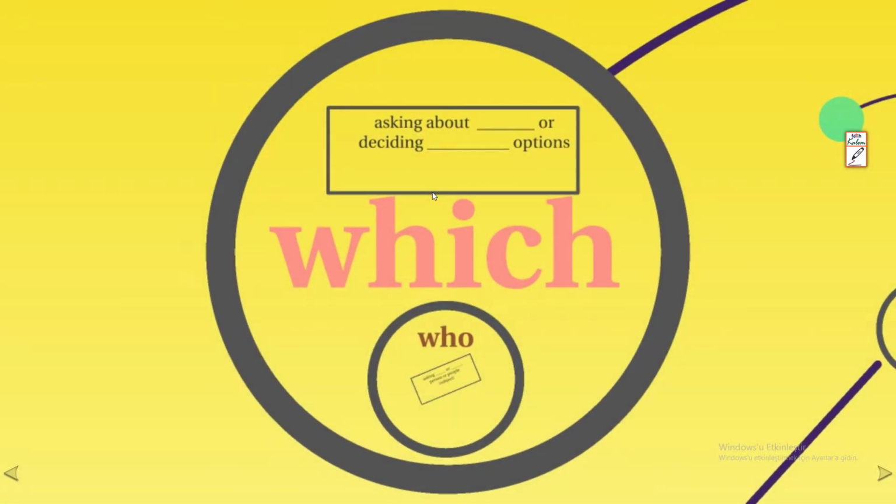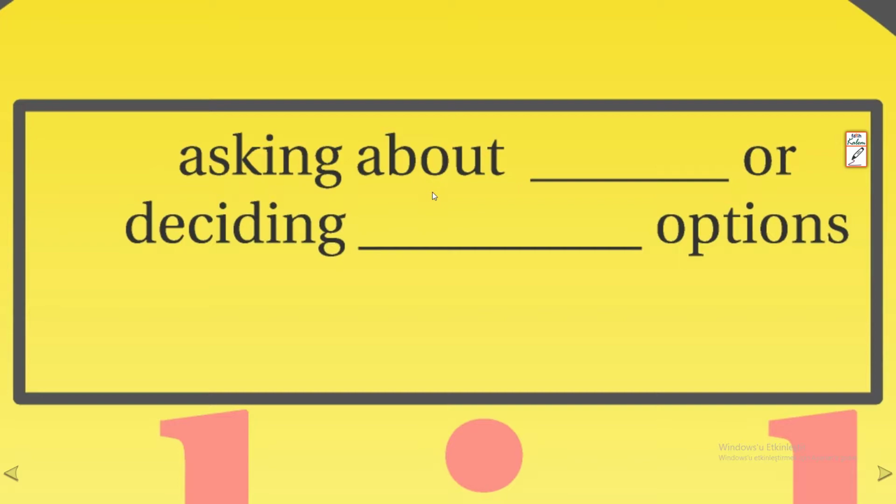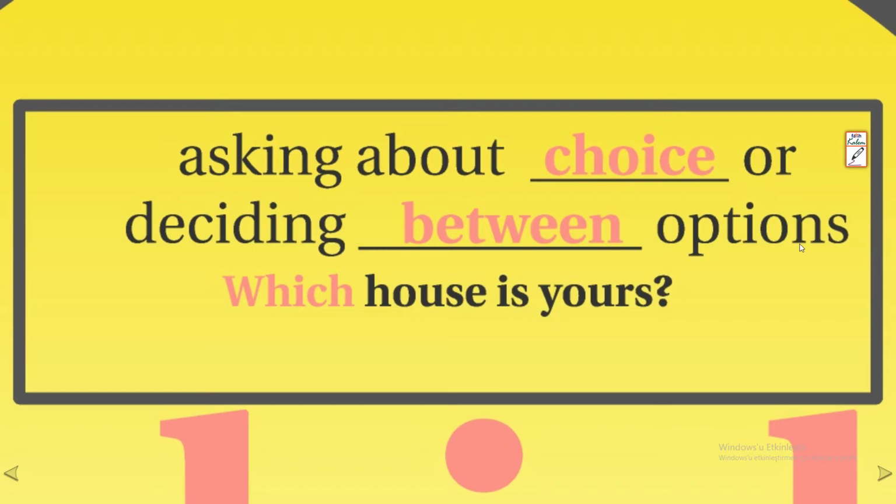Okay. And we have, for example, which, in which we are asking about choice or deciding between options. Okay, in terms of which we should have two options. For example, which house is yours? We should have more than one house. For example, we have three houses, and Sercan, which one is your house? The first one is my house.